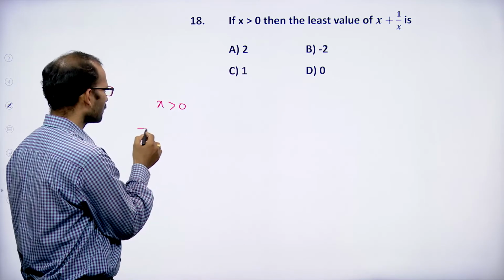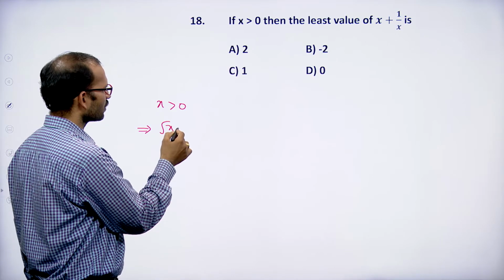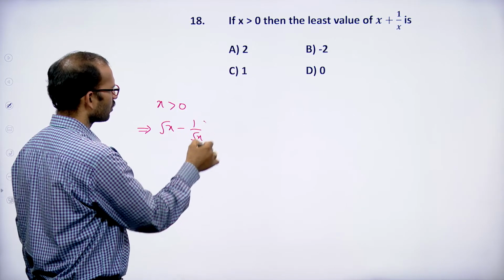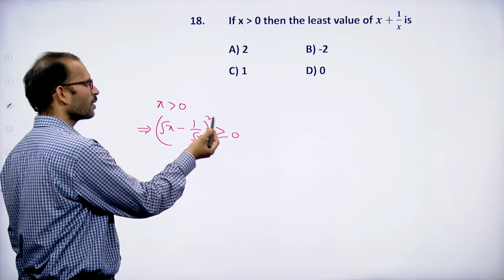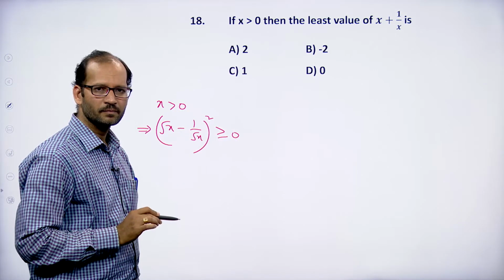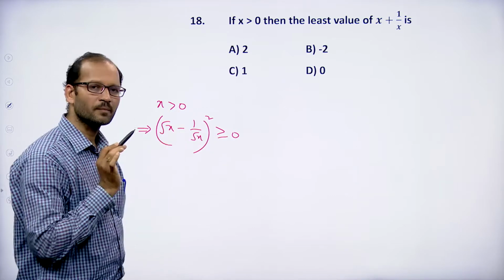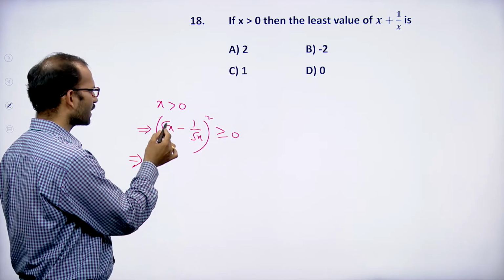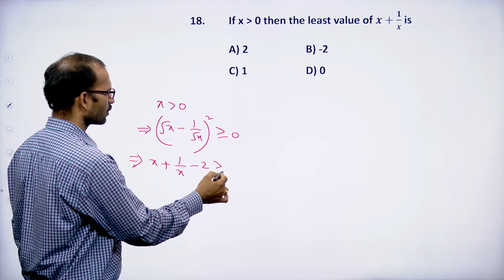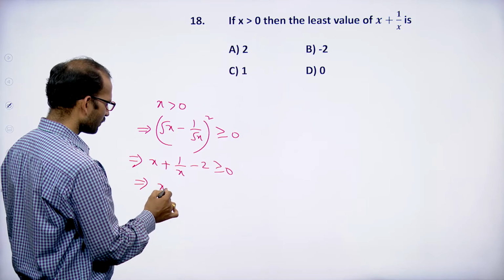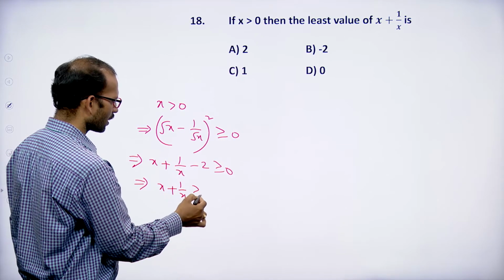Since x is greater than 0, root x minus 1 by root x whole square is always greater than or equal to 0, because of the square, it is always positive. If these two are equal, this will become 0. So if I expand this, x squared plus 1 by x minus 2 is greater than or equal to 0, which implies x plus 1 by x is greater than or equal to 2.